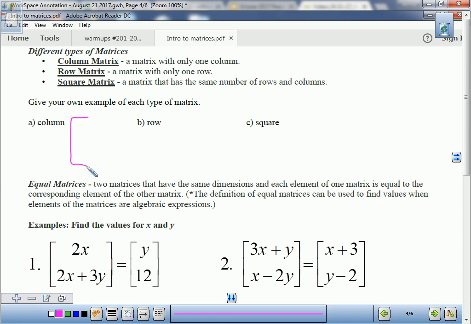Okay, so a column matrix would just have one column, and it really doesn't matter which elements you add to this matrix, but just give it one column. So we could call this 2, -3, 5. There we go. A row would just have a row. How about 1, 0, -1? And a square would have an equal number of rows and columns. I'm just going to do a 2 by 2. That's the one we'll see the most. We'll also work with 3 by 3s.